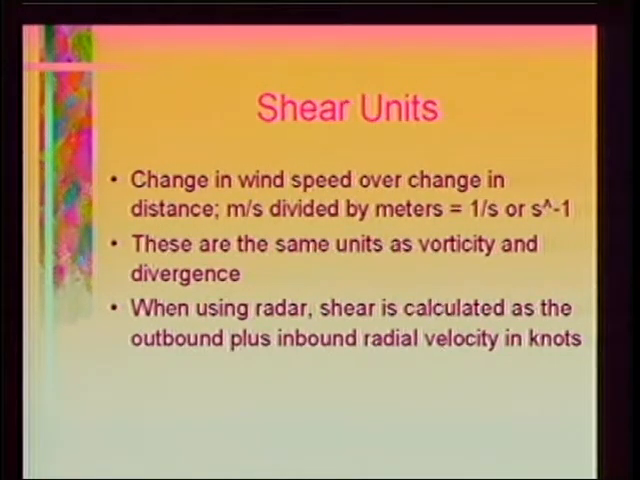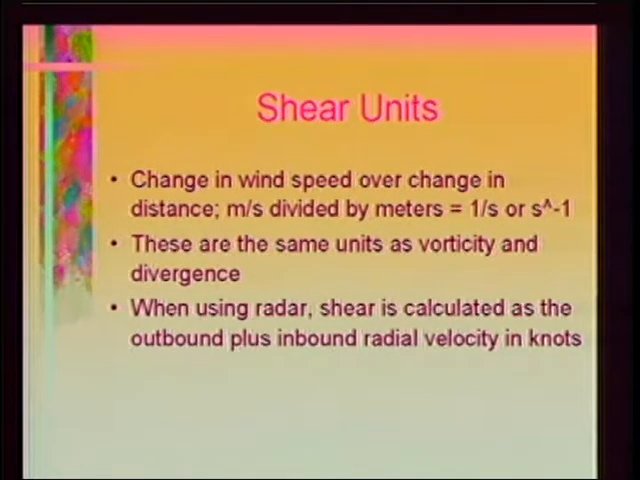The units of shear, the change in wind speed over a change in distance. So you're taking a wind speed, which can be expressed in units of meters per second, and dividing that by the distance, and in this case, it's meters. So what results from that division is that unit seconds to the -1. And that's the same units that are produced in vorticity and divergence. They all have seconds to the -1.